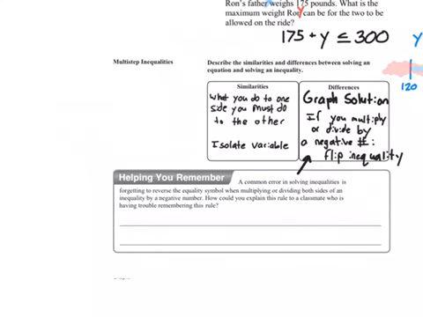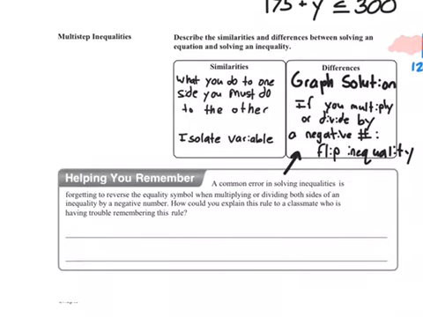And let's look at this box here to see why. A common error in solving inequalities is forgetting to reverse the inequality symbol when multiplying or dividing both sides of an inequality by a negative number. How could you explain this rule to a classmate who's having trouble remembering this rule? Well, let's look and see why this rule works.